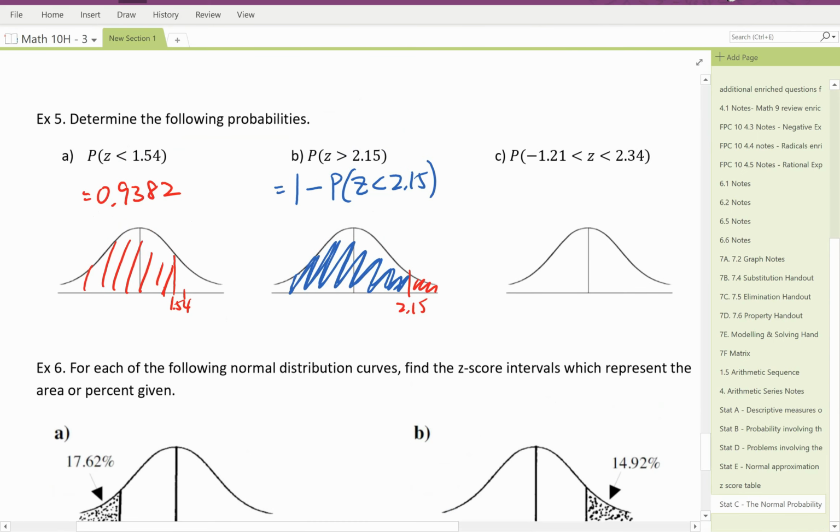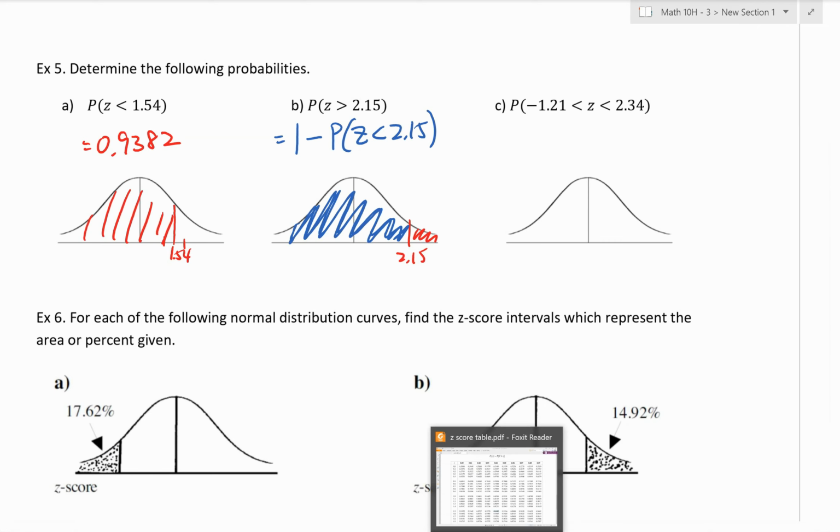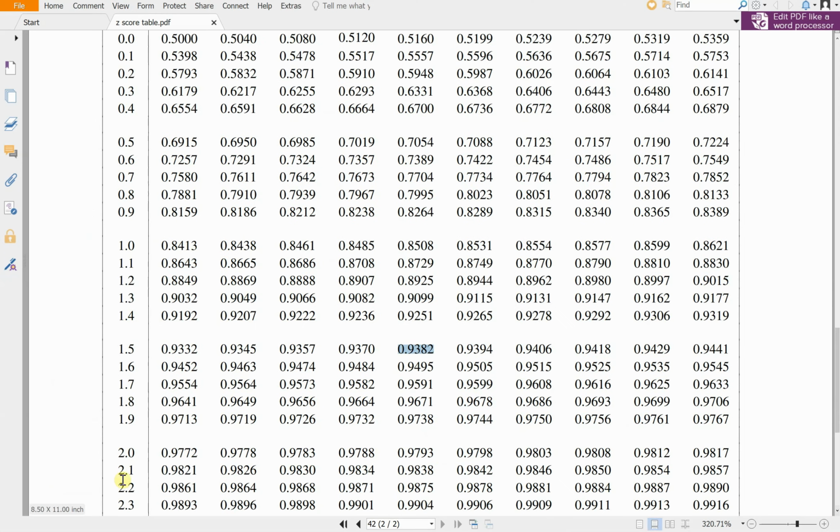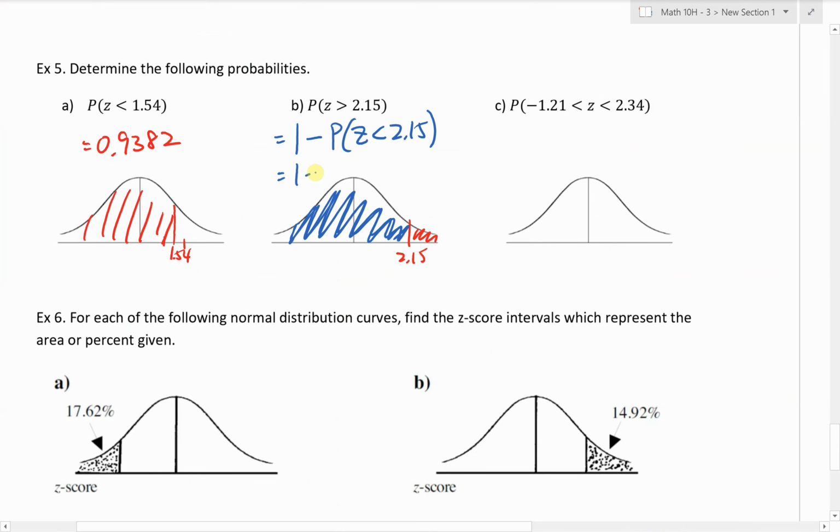So we go to the table, 2.15. It's 2.1, then 1, 2, 3, 4, 5, so this one right here: 0.9842. That's 2.15. So this is going to be 1 minus 0.9842, which is 0.0158.